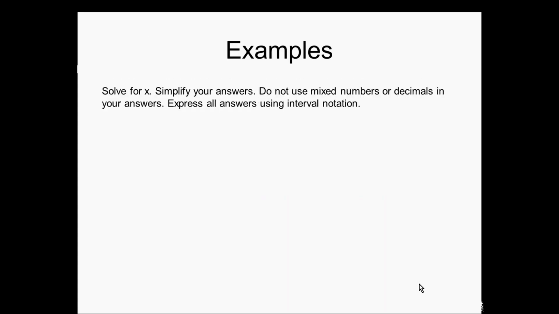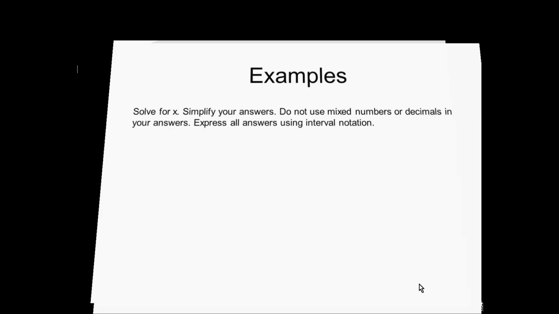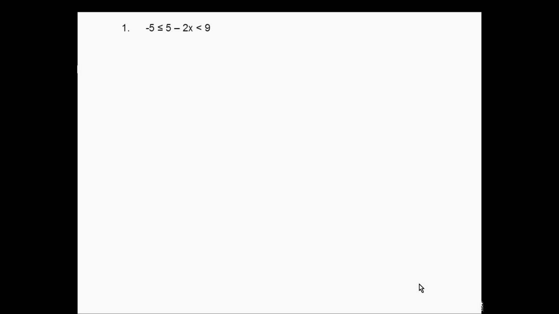Let's solve some. Solve for x, simplify your answers, do not use mixed numbers and decimals in your answers. Express all answers using interval notation. Okay, here's our first one. I've got negative 5 is less than or equal to 5 minus 2x, which is less than 9. Again, the idea is I want to get x stuck in the middle. So I'm going to subtract 5 from all three sides. Because of this 5 right here, I'm going to get x in the middle. So subtract 5 from all three sides.